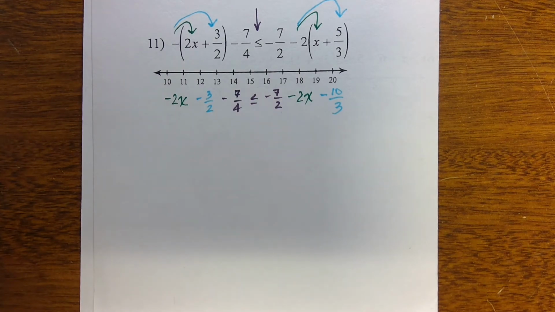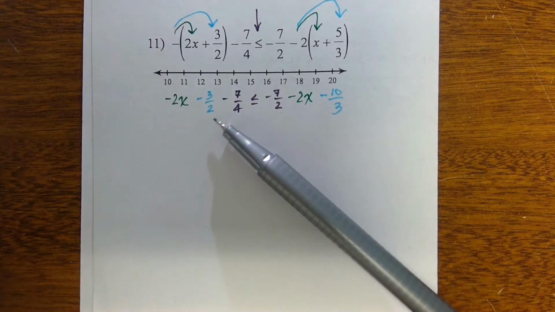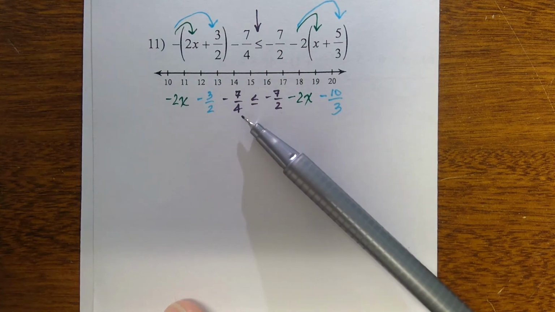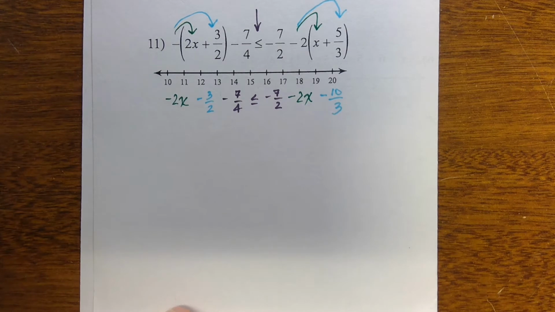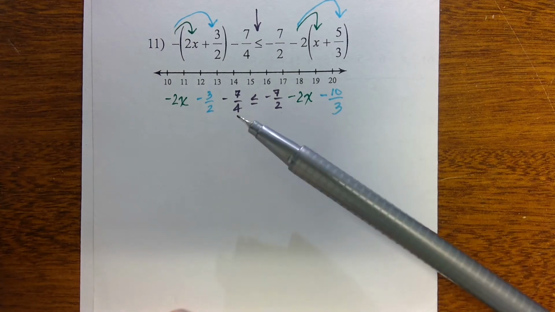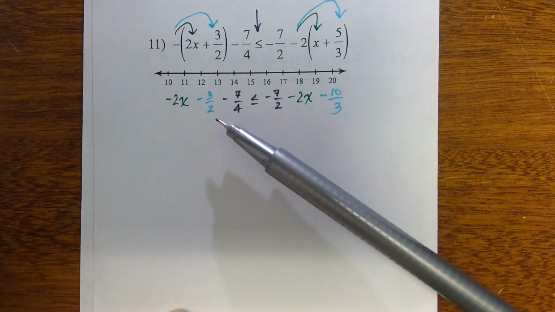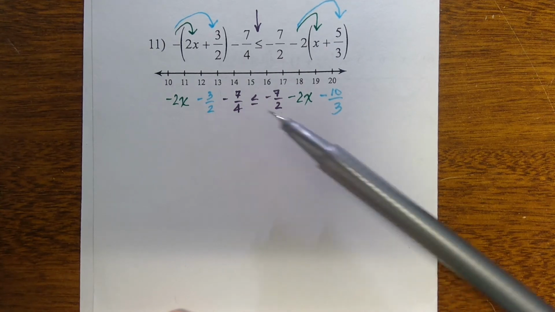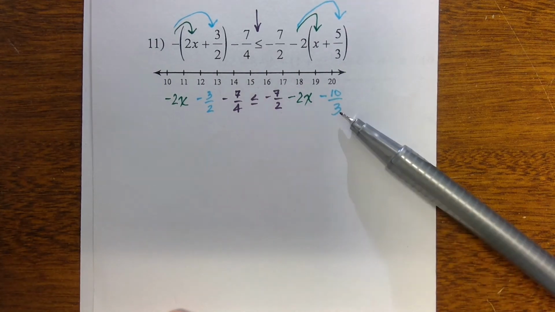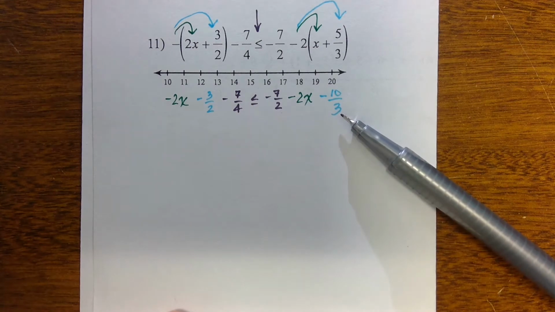So at this point, I've distributed these two numbers, -1 and -2, each into their respective sets of parentheses. So I've got a bunch of terms lying out here with a bunch of fractions. I recognize that I've got denominators of 2, 4, 2, and 3. So I can actually get rid of those by multiplying by a common multiple. 4 is a common multiple of both 2 and 4. So that would take care of this guy, this guy, and this guy. But it wouldn't take care of the 10/3.